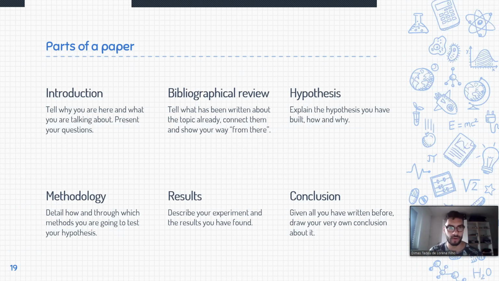Then you go to the bibliographical review. And this is where you get to the state of the art. You tell what has been written about the topic already, and you connect them to show your way from there. Of course, when you're talking about the state of the art, you have to know everything that has been written, but it's humanly impossible to read everything. But for example, if you take one of these big guys, Aristotle, Bachelard, one of these guys, they already cite everything that came before, so that is already done. So you can put one of them there, and the person knows, okay, they're writing from this point.